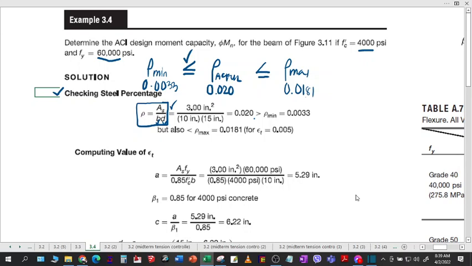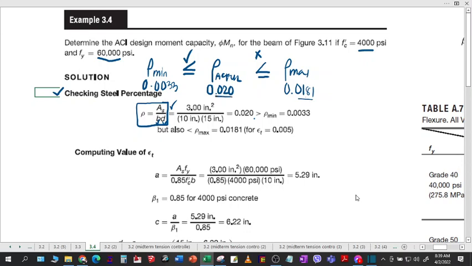For the maximum, 0.0181, is the actual less than the maximum? No. But they are very close. So you should not conclude right away that this is not permitted in the code, because the two values here are very close.